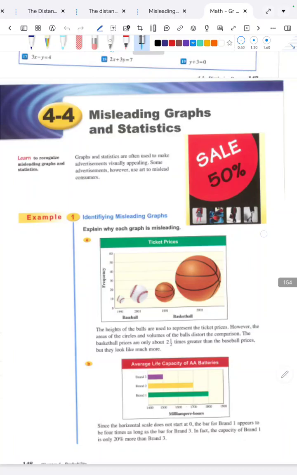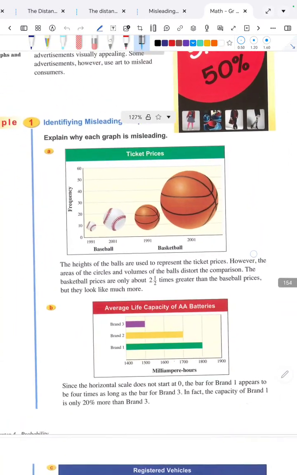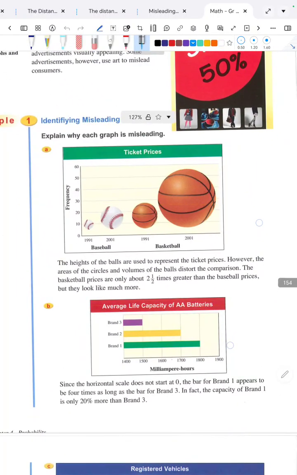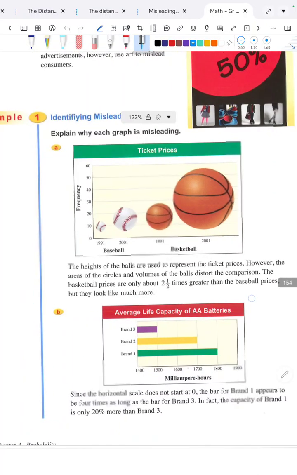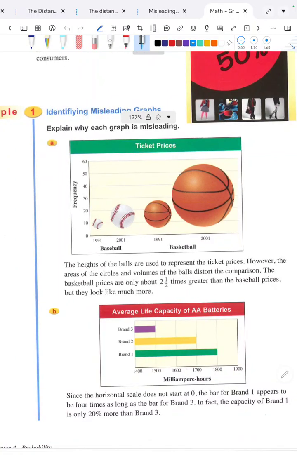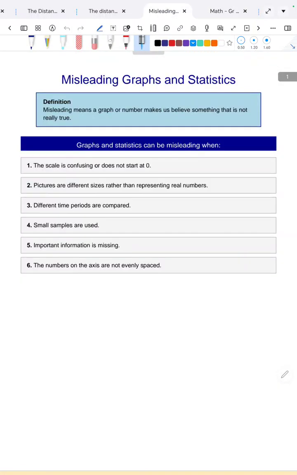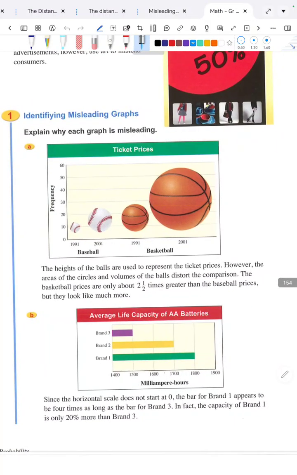Let's see the example. As you can see here, we have a graph. As I told you before, to trust a graph, always ask, does the y-axis start at 0? Yes. Are the numbers evenly spaced? Yes. The interval is consistent. You have to check another reason why it's misleading. The second one, if you remember, pictures are different sizes. That's why this graph is misleading.